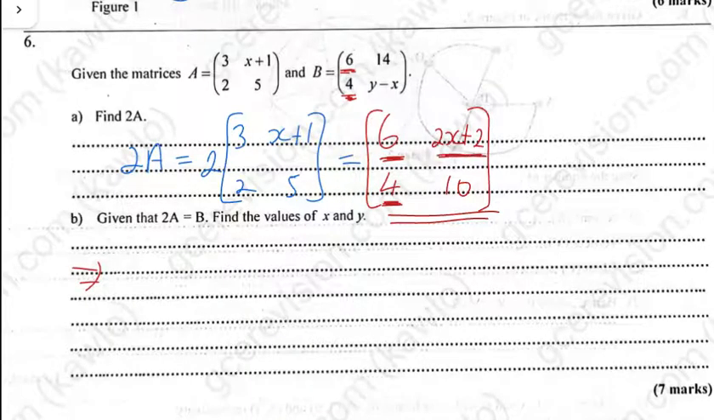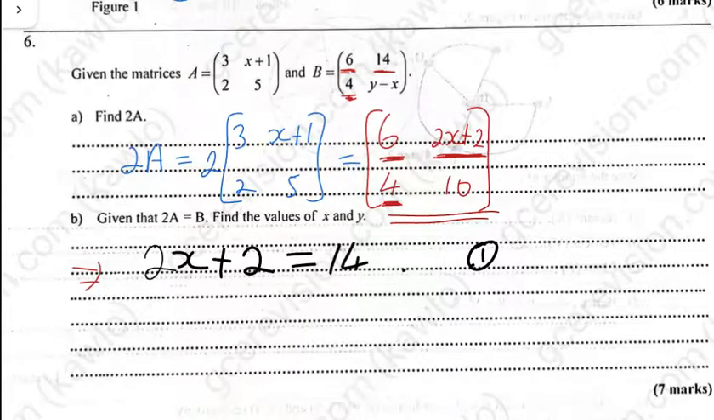So this 2x plus 2 should be equal to 14. So the first thing we have here is 2x plus 2 is equal to 14. This is equation 1. And we equally have y minus x equals 10. Okay? So y minus x equals 10. But however, from this first equation, we can solve for x, right?